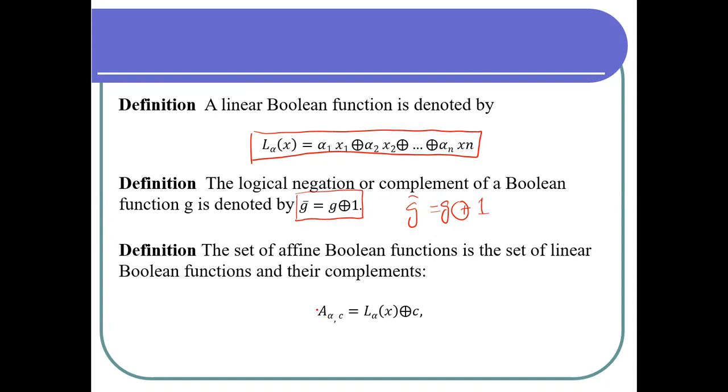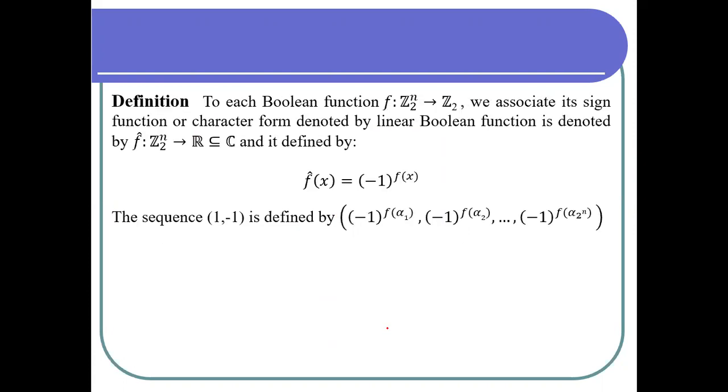Now the affine Boolean functions: the set of affine Boolean functions can be represented by this expression A of alpha, where alpha is the constant of this linear combination, and C is the constant added to a linear function. In a linear function, if we add C, then this linear function becomes an affine Boolean function.